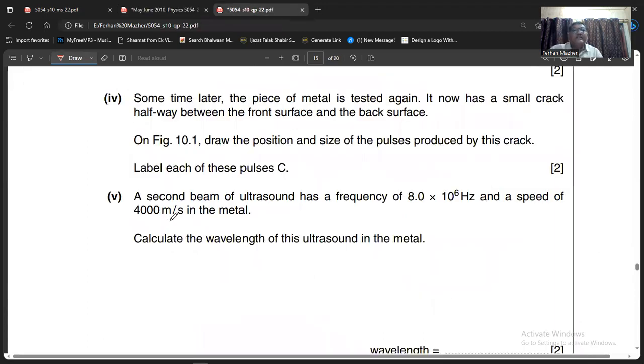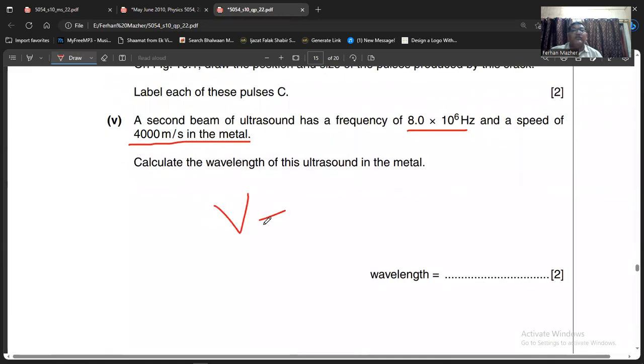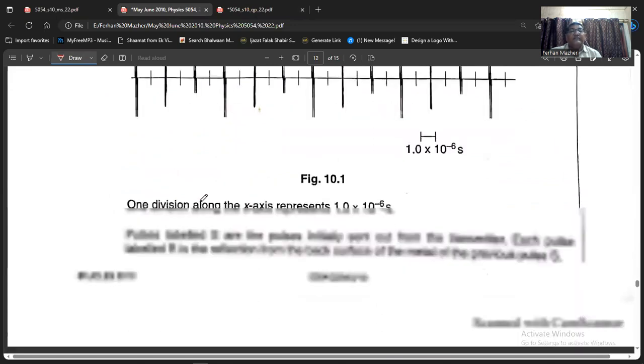Then he says, a second beam of ultrasound has a frequency of 8 expo 6 hertz and a speed of 4,000 meter per second in the metal. Calculate the wavelength of this ultrasound in the metal. You know, v is equal to f lambda. So if you want to find out the lambda, it will be v divided by f.